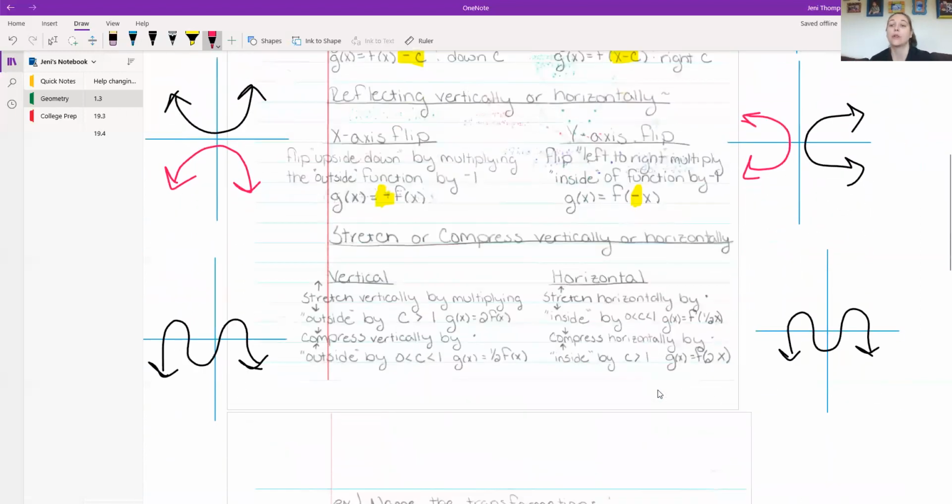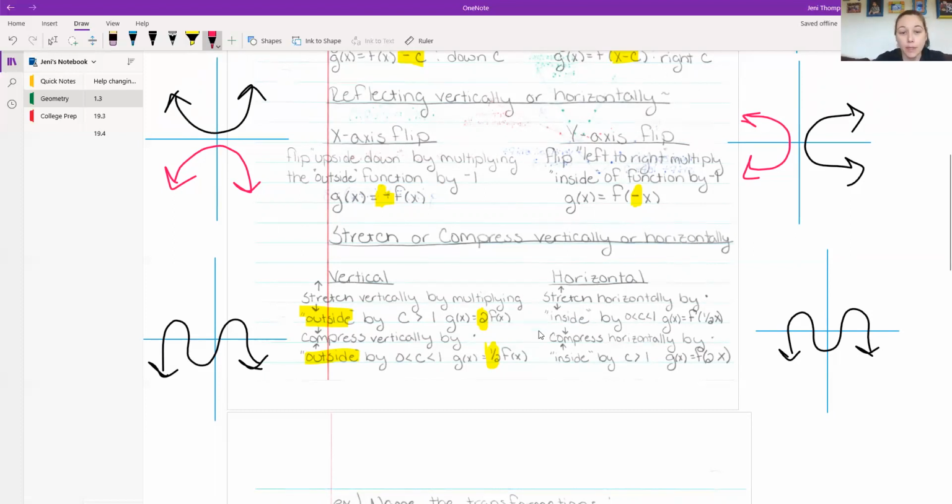Okay, let's talk about stretching or compressing. We can do a vertical stretch or compression and a horizontal stretch or compression. These are also kind of opposites. Let's start with vertically. Vertically, we're on the outside. So what we're multiplying our function by is on the outside of our function. Outside, outside. So to stretch it, to make it longer vertically, we multiply by a number greater than 1.